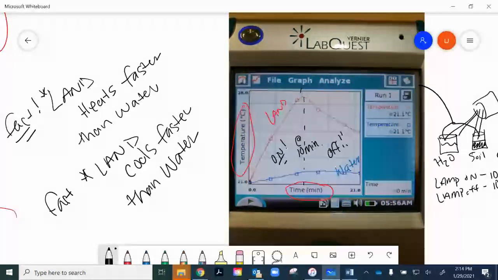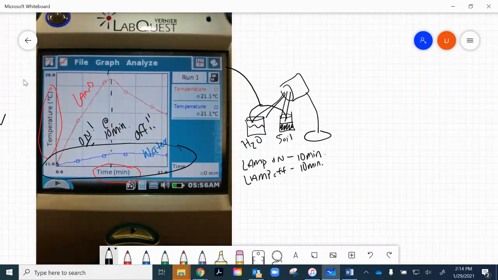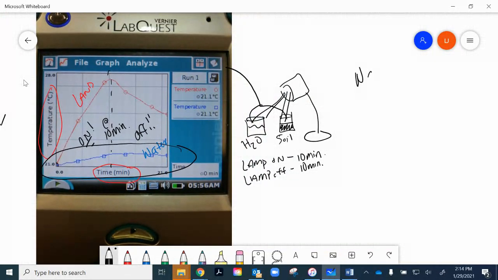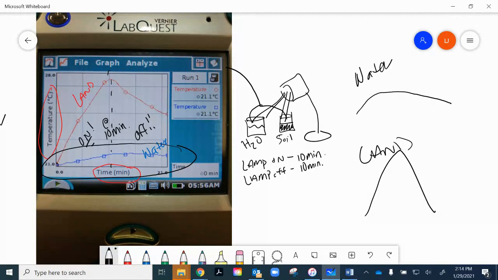Interestingly enough, water stays pretty much the same. Check this out. Your water pretty much stays the same. So water is not going to change a whole ton. Your water data goes up and goes down, whereas your land data went up and down like this. Why is that? Why does that happen?